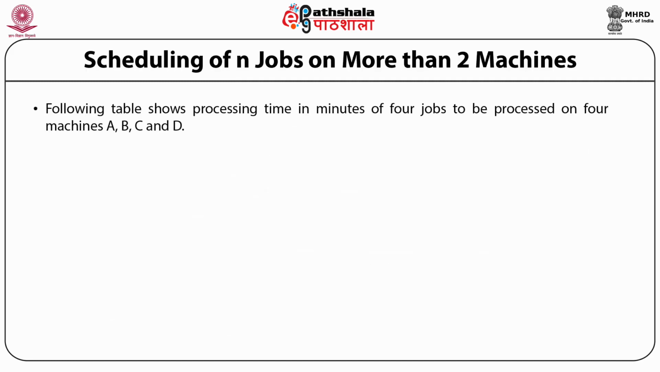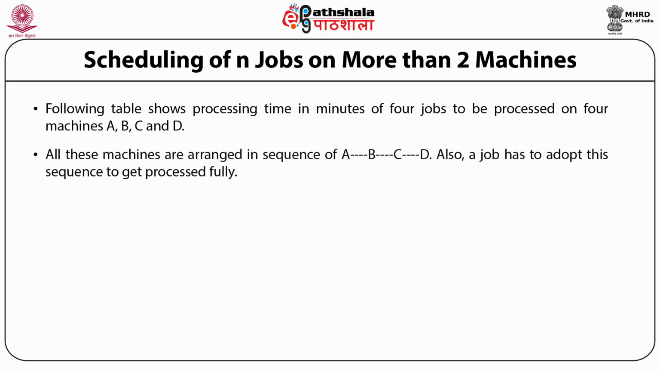The following table shows the processing time in minutes of 4 jobs to be processed on 4 machines A, B, C and D. All these machines are arranged in the sequence A, B, C, D. Also, a job has to adopt this sequence to get processed fully. Find the sequence of jobs and the idle time for each machine.